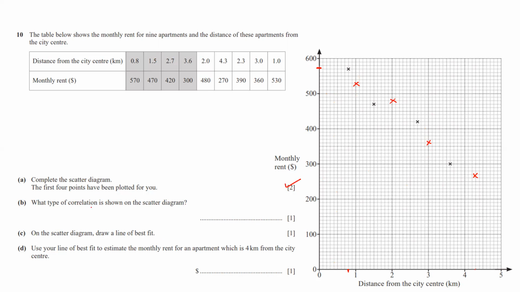So what is the type of correlation shown? So we can see that as our distance increases, our rent decreases. So we can say that it's a negative correlation between the monthly rent and the distance. So as the distance increases, the rent decreases. So it is a negative correlation.